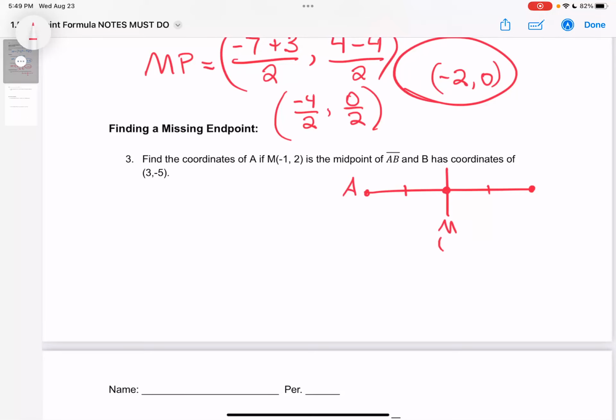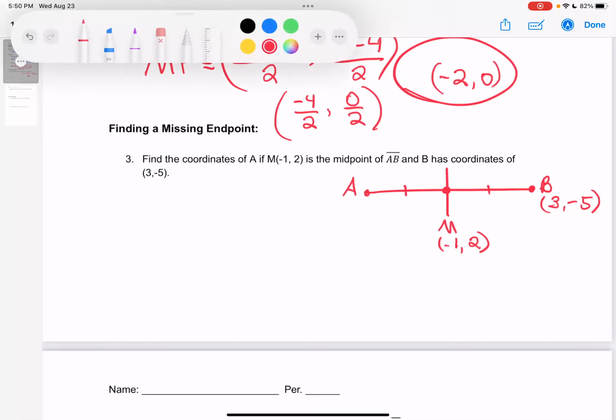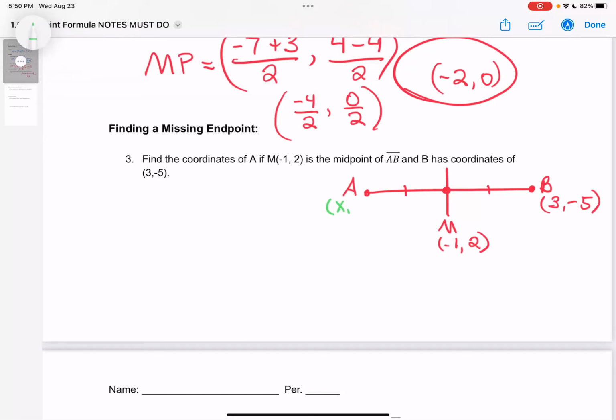And point M is at -1, 2. And then B is down here, and it is 3, -5. So if you look at our midpoint formula up there, we had x1, y1. That's what this is going to be, because we don't know what the first point is, x1, y1. That's what we're trying to find.